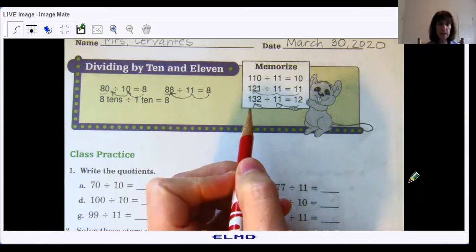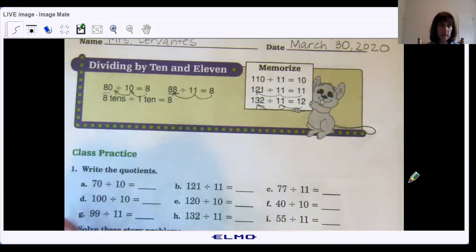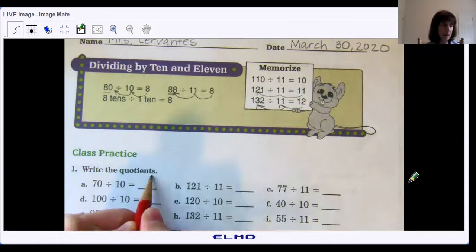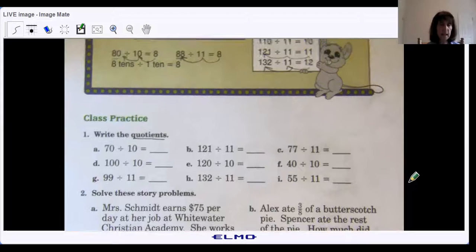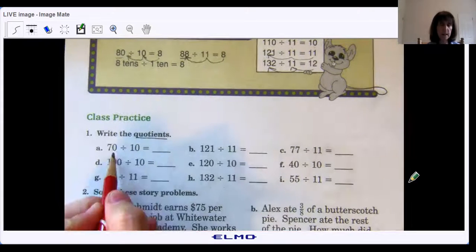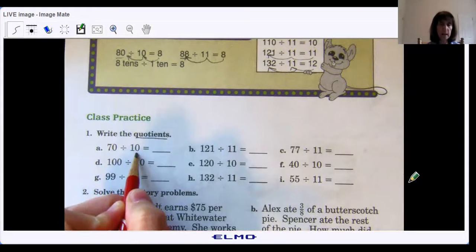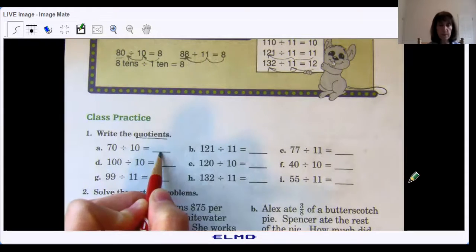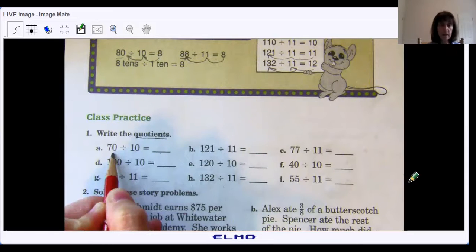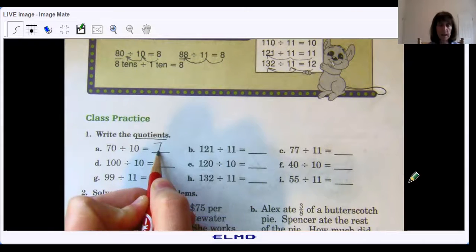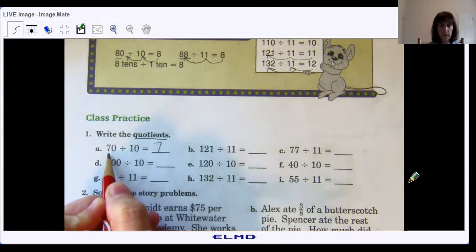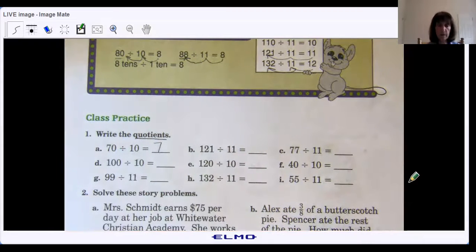All right, let's look at class practice for today. It says write the quotient. The quotient is the answer in a division problem. All right, 70 divided by 10 equals, what number times 10 is going to give you 70? And the answer is 7. 7 times 10 is 70. So 70 divided by 10 equals 7.